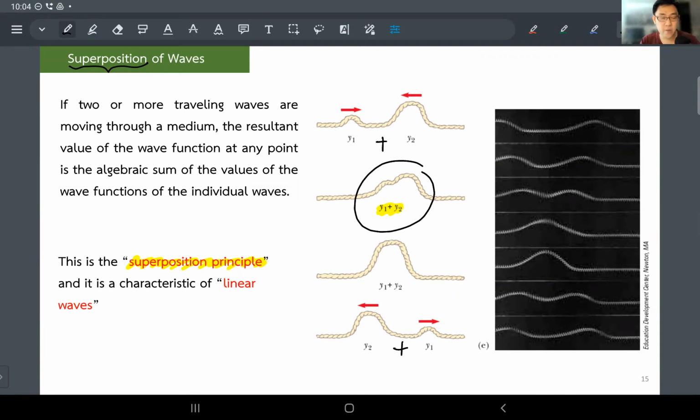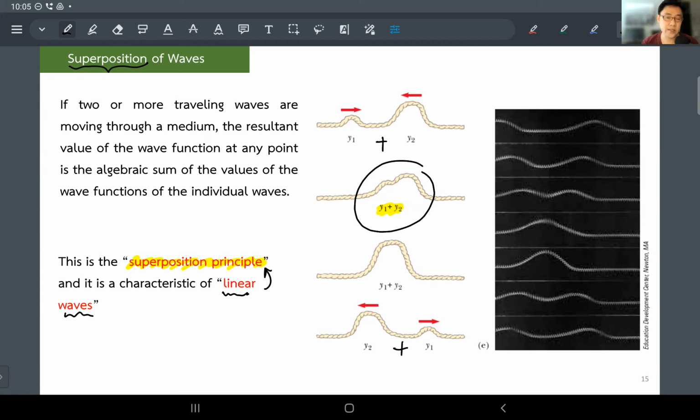The reason we can still use this is because we are talking about linear waves. When I say linear waves, it means they follow the superposition principle right here: 1 plus 1 equals 2. I have to emphasize the linearity of waves because there are waves that are not linear. We call those non-linear waves.